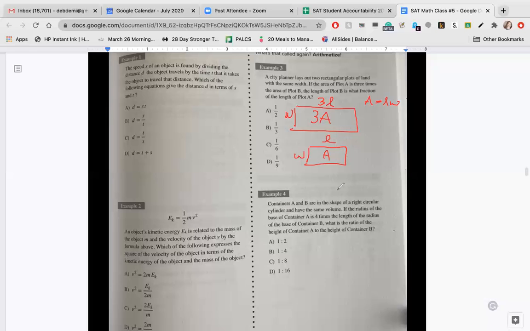Okay, and the last one of this before we get to the what the heck problems. This is the last one before we do that. So go ahead and try this container problem.